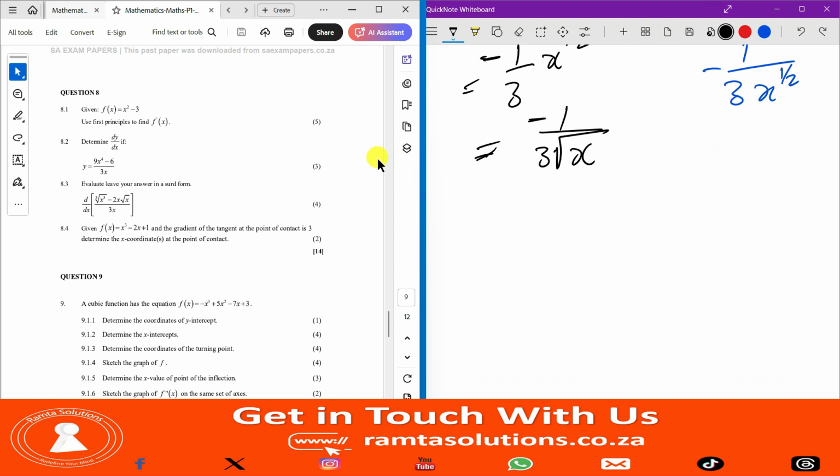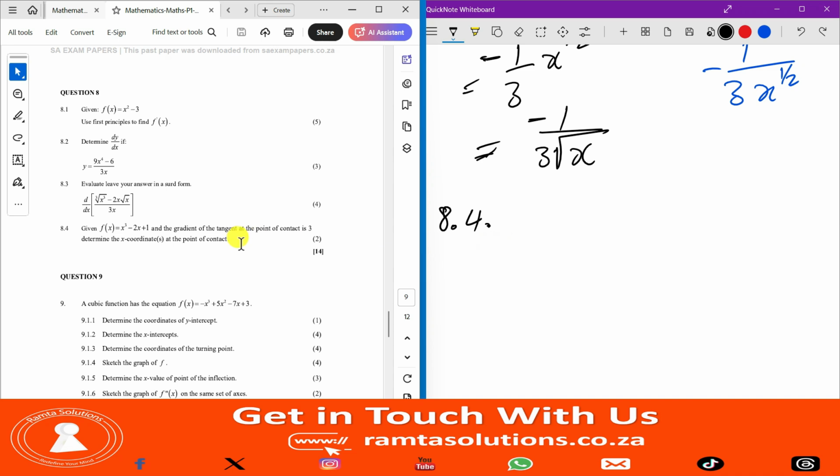Okay, now let's go to 8.4. Remember, we should be done with this question at about the 17th minute of this video, otherwise in 14 minutes. That was our 14 minutes. So let's see. 8.4, given f of x is equal to x cubed minus 2x plus 1, and the gradient of the tangent at the point of contact is 3. Determine the x coordinate or coordinates of the point of contact. They said tangent, so it must be 1 x coordinate. Don't be fooled by this ordinates or coordinates. It should be 1, so don't worry.